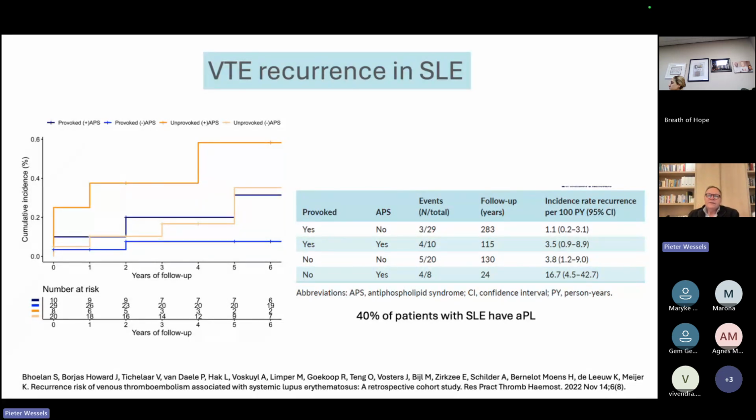If we now have a patient, if we look at the risk of recurrence, the patient's got SLE, and we look at the risk of recurrence. To consider risk of recurrence, we always look at what happened at the time of the deep vein thrombosis.